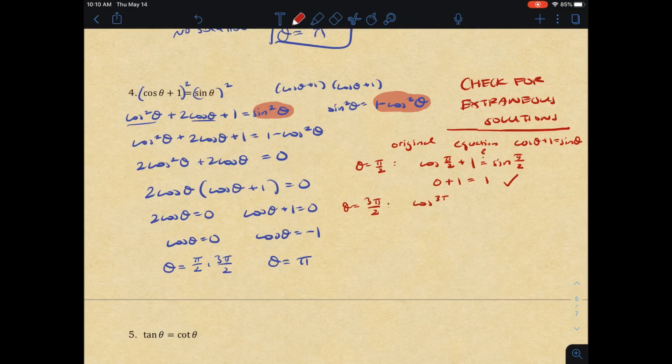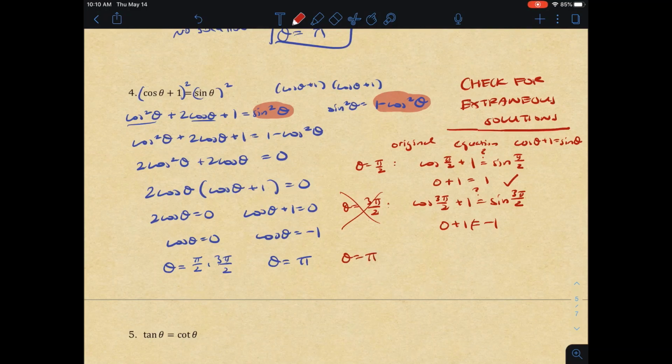I'm going to check 3 pi over 2 next. Again, we're just going to plug it into the original equation. We have another question mark. Cosine of 3 pi over 2 is 0, right? So we just have 0 plus 1 equals. Now sine of 3 pi over 2 is negative 1. That is not equal. So this is not a solution, right? We have an extraneous solution.